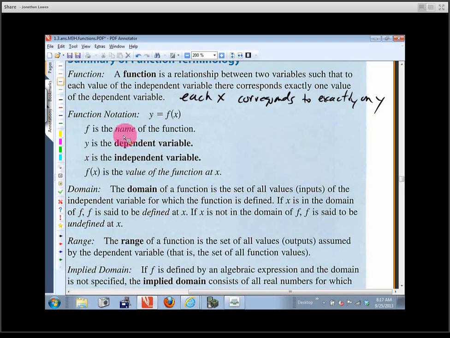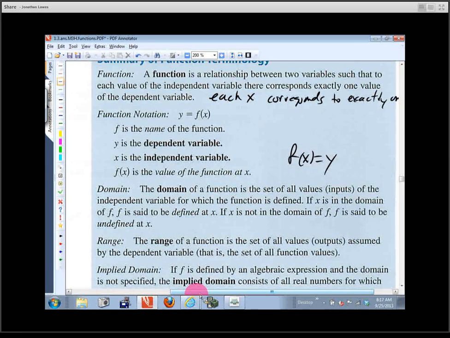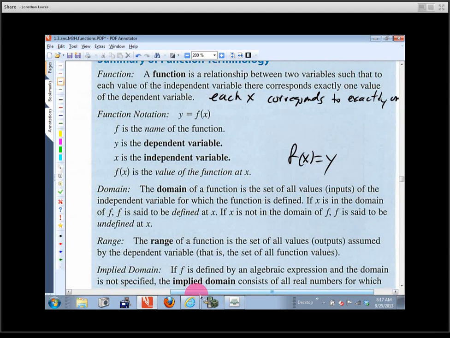F is the name of the function, or G is the name of the function, or C is the name of the function. Y is the dependent variable because it depends on x. That's why we call x the independent variable. And f of x is the value of the function at x. Or in other words, f of x is exactly the same as y. It gives us the y value, or the function value. We talked about domain and range. How could you keep straight which is which? X is domain, y is range, and it's because they are alphabetical.